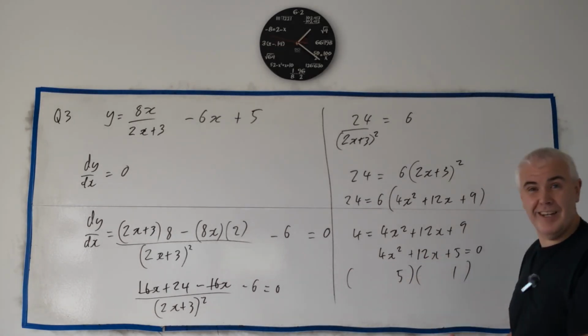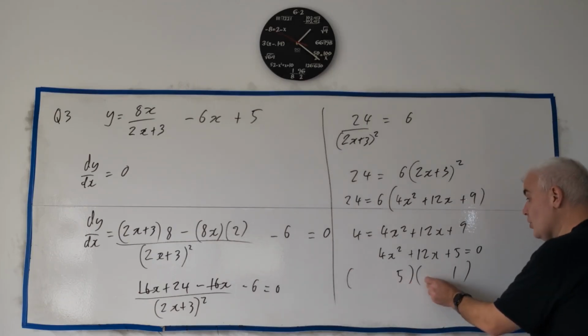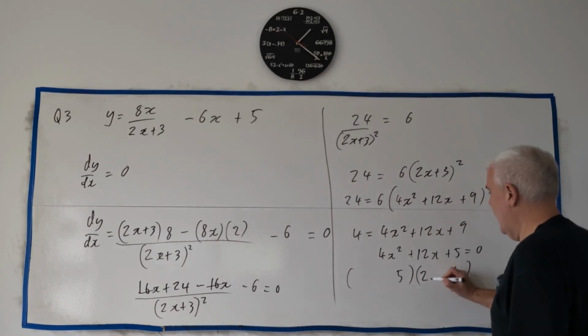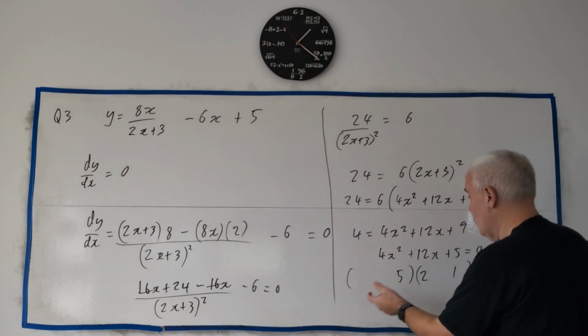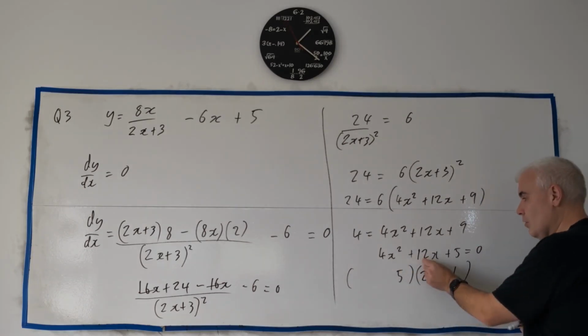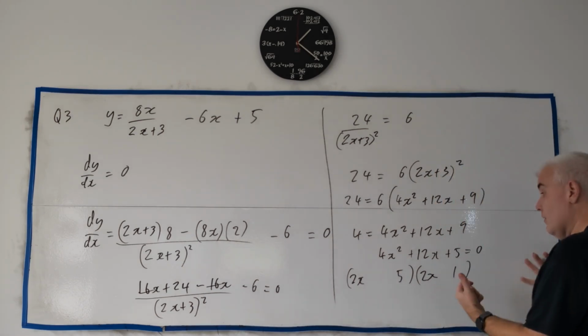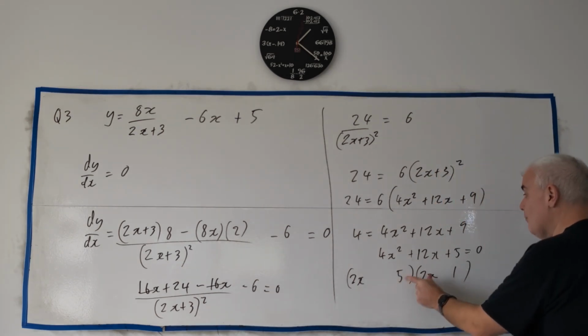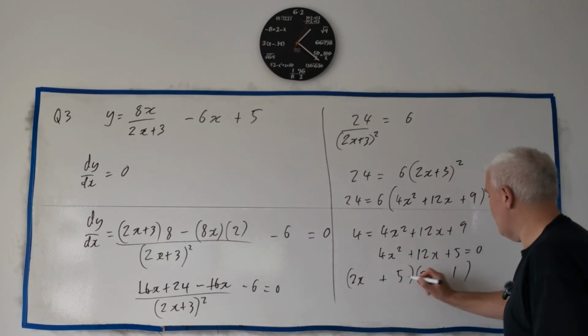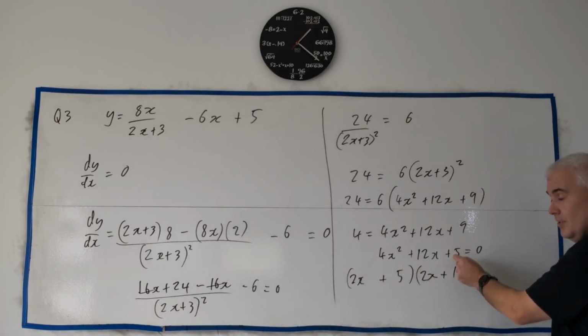5 times 4 is too big. So it's 5 times 2, that gets you to 10. And 1 times 2 gets you to 2. So 10 plus 2 is 12. So it's 2x and 2x here. Check the signs. We need 10 plus 2. So we need both of them to be positive. And that gets a positive 5.